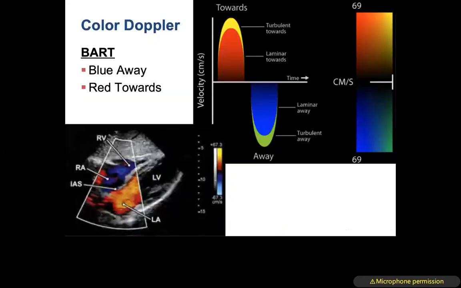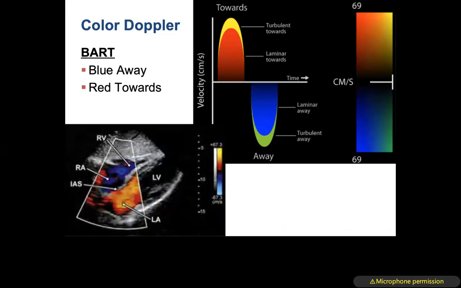Briefly, we're just going to talk about color Doppler. When you put color Doppler on, I always remember the BART, if you ever travel in San Francisco: blue away, red towards. So it's going to look at your image right here, and if it's a positive Doppler shift, if blood is going towards the transducer, it's going to make that red. If it's a negative Doppler shift, it's going away, it's going to make it blue.